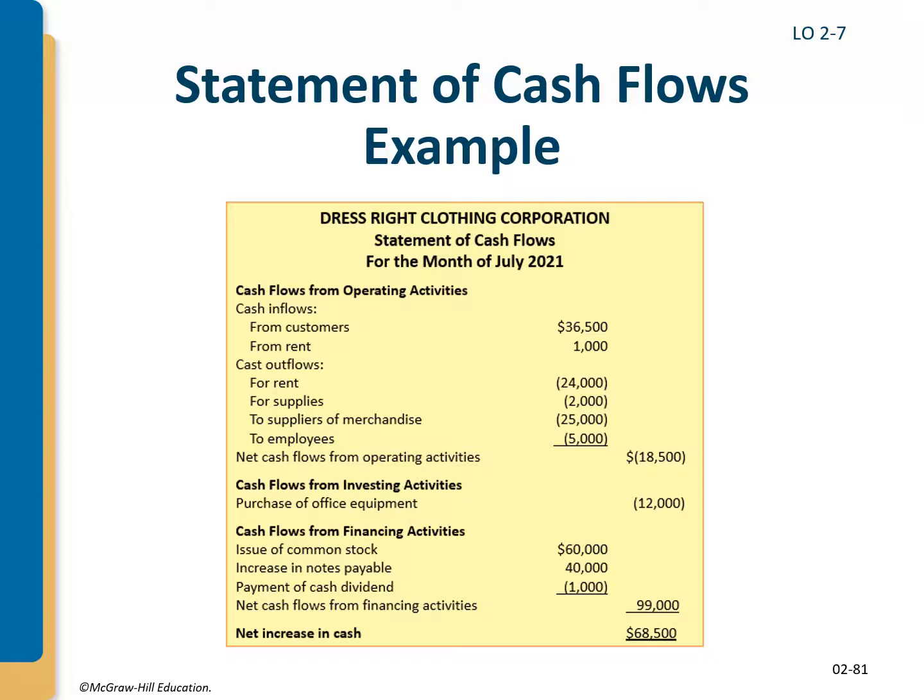They purchased equipment, so they spent money in the investing area. But they sold common stock, so they received cash. They borrowed money from the bank of $40,000, so that was cash coming in from financing activities, and they paid a dividend, which decreases financing activity cash flow because they paid it. So overall, financing activities brought in $99,000 of cash to the business. If you net together cash flow from operating, investing, and financing activities, that will tell you how much cash increased or decreased for that period of time.